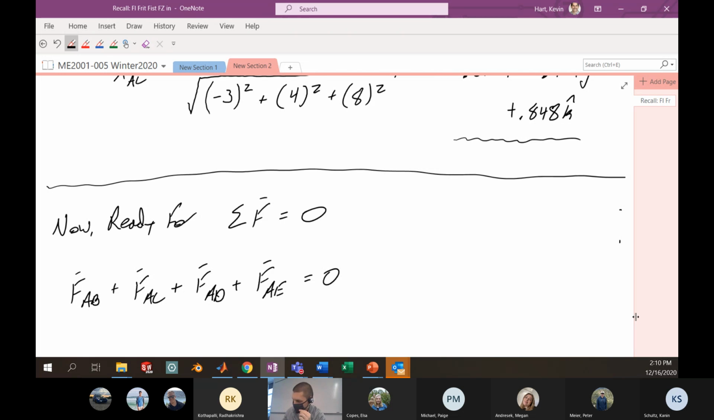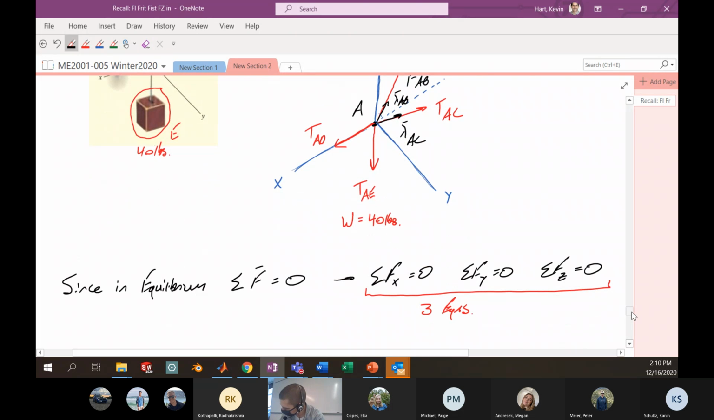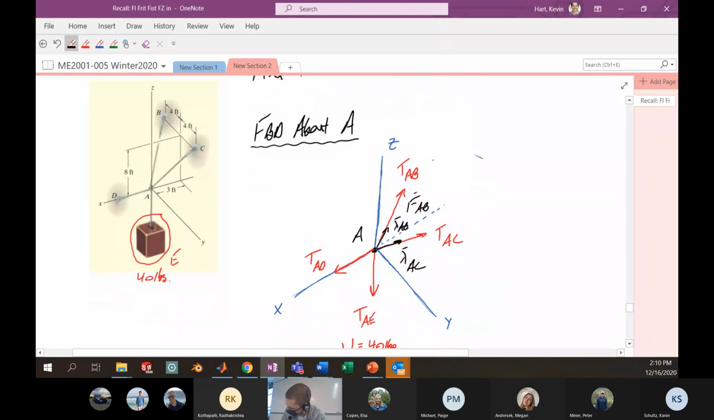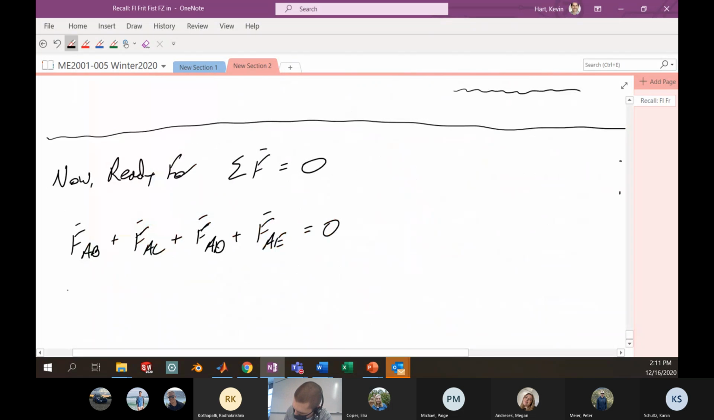And so we already wrote what each one of these particular forces is. I'm just hammering this home for teaching purposes. So force AB, if we go all the way back up here, it's this guy here, force AB. And that is just the tension AB in the unit direction governed by lambda AB. So this is TAB in the unit vector lambda AB.